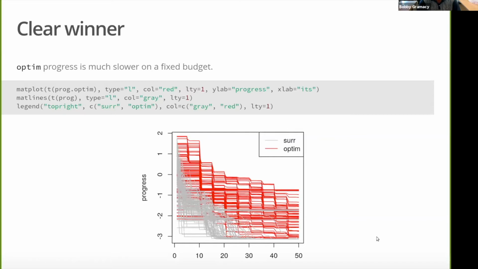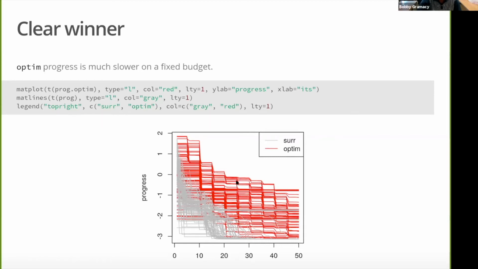So each one of the red lines is a solution trajectory coming from the Optim method. You want to be as close to the bottom left-hand corner as you can in this plot, because it means that you're making faster progress with fewer evaluations. But you can see the progress is slower. It's taking more evaluations to make progress. And as a function of the number of evaluations, it plateaus.